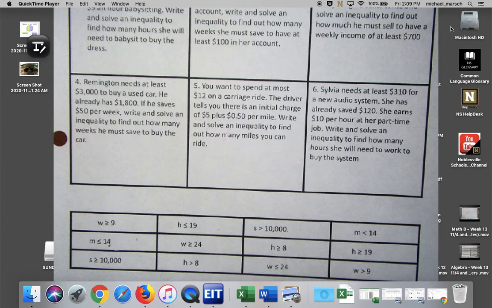Matilda needs at least $112 to buy a new dress. She has already saved $40. She earns $9 an hour babysitting. Write and solve an inequality to find out how many hours she will need to babysit to buy the dress.